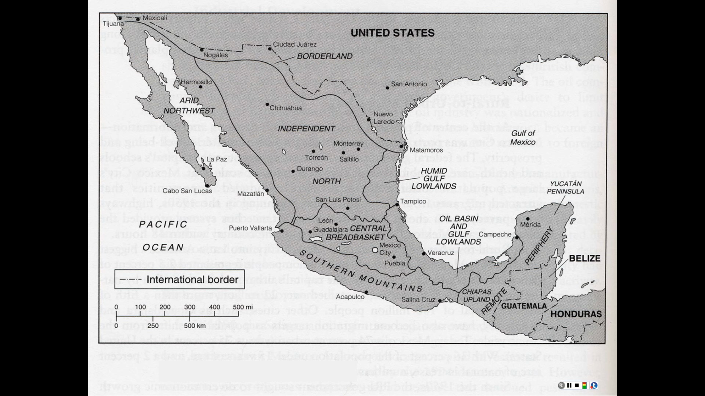There are a lot of subregions to Mexico. We have the arid northwest, the borderland region, the independent north, the central breadbasket, which contains Mexico City, the southern mountains, the humid Gulf lowlands, the oil basin in the Gulf lowlands, and then the remote periphery, which includes Yucatan and Chiapas.